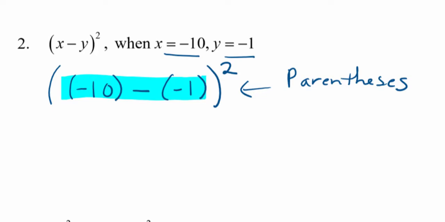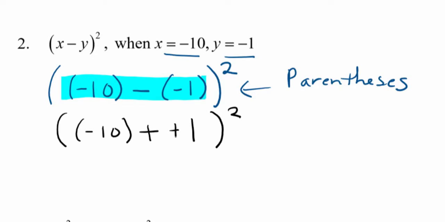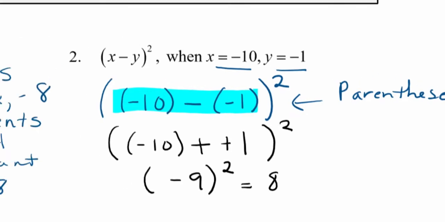We have -10 subtract -1. So we're going to take that subtraction sign and add the opposite. So we're going to change that subtraction sign to a plus, and the opposite of -1 is +1. And then we're going to add -10 plus a 1, which is -9 squared. And now we're going to square the -9, and that gives us the 81.